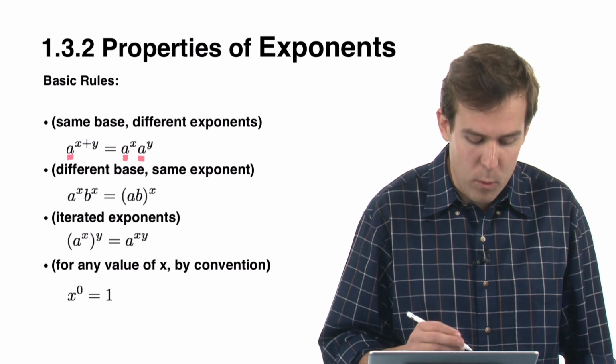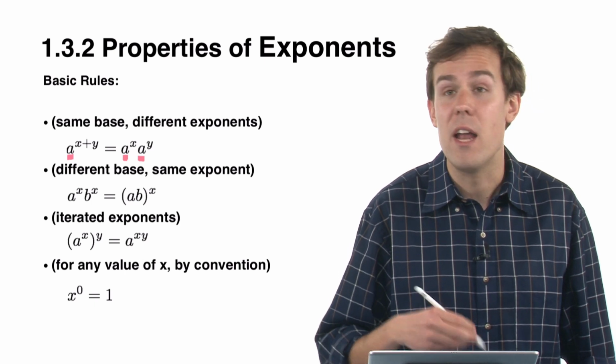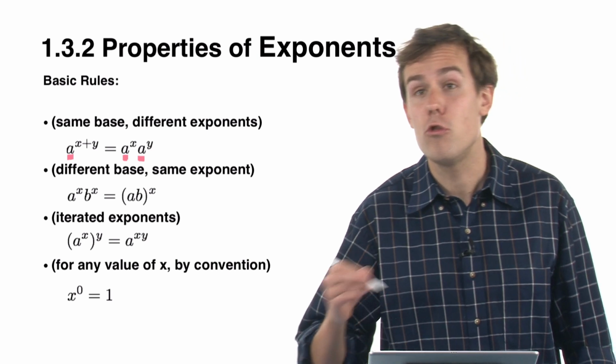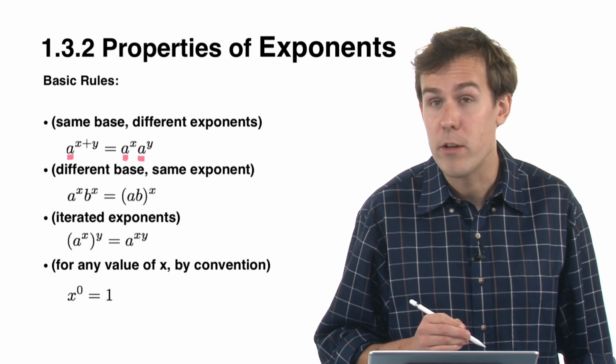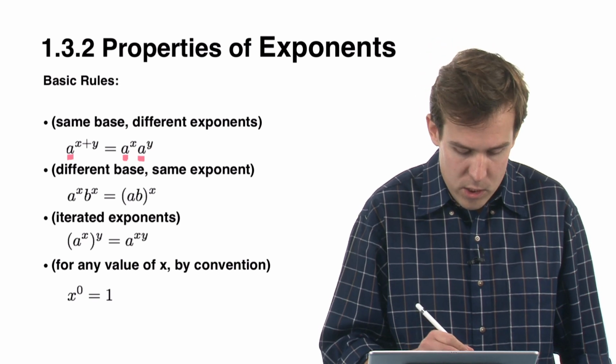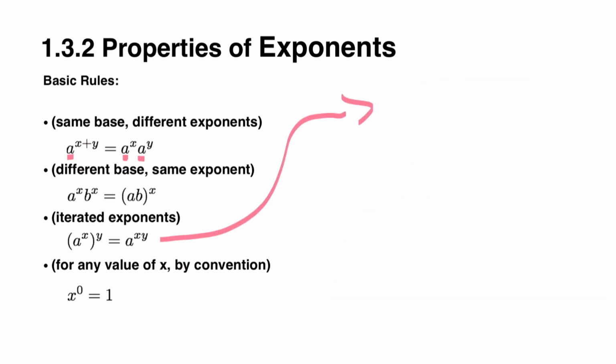A very interesting one, I think, is what happens when I have an iterated exponentiation, when I have a to the x to the y. What do I do with these iterated exponents? Well, I multiply them. Okay, so I think this one is worth looking at some examples.